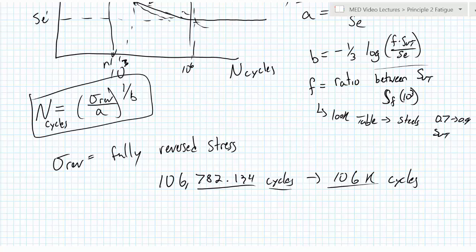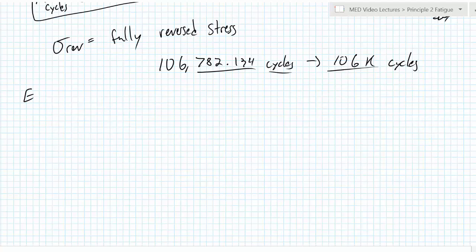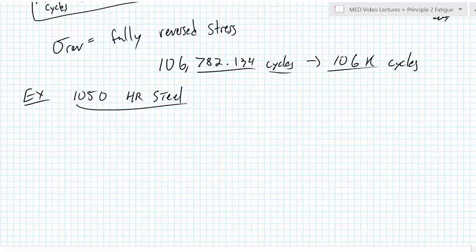Accurate but conservative. Say we have an example here of a polished part made of 1050 hot rolled steel under fully reversed 55 kpsi stress. This is fully reversed. How many cycles should we expect this thing to last in general without knowing any of the other Marin factors?